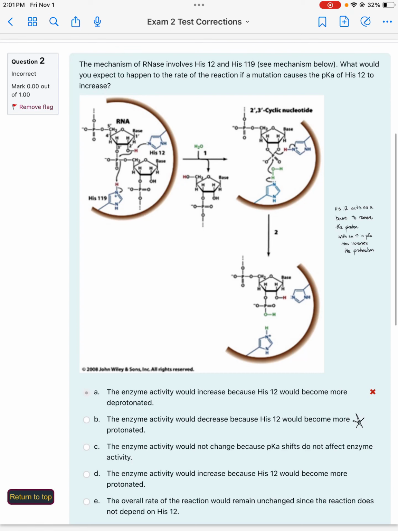Hello, and these are my test corrections for exam number 2. First off, we're going to start with number 2.